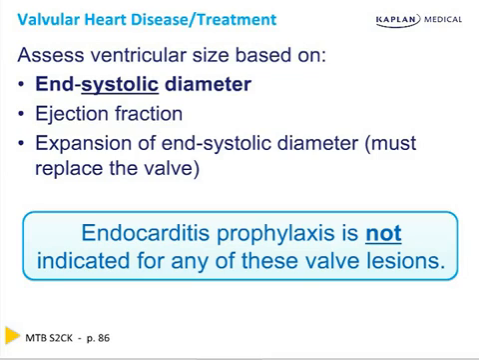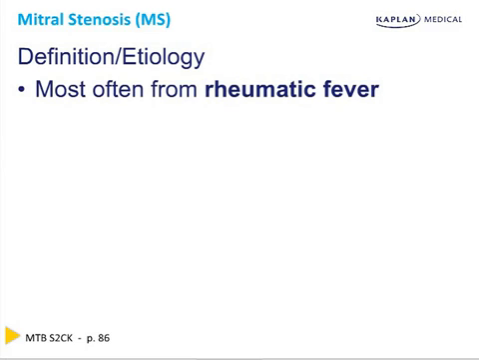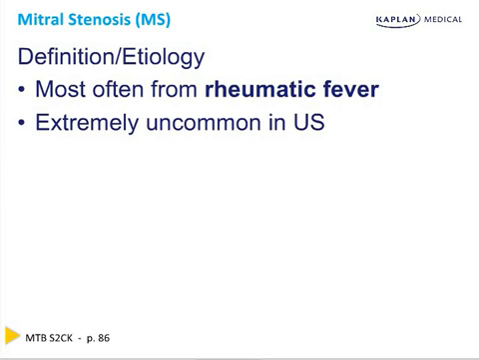And remember, endocarditis prophylaxis is not indicated for any of these valve lesions. No longer for AR, MR, AS, MS, no longer for mitral valve prolapse or HOCM. Mitral stenosis is most commonly caused by acute rheumatic fever. You got to look for an immigrant. Very little domestic rheumatic fever in the United States. Very uncommon because children get so many antibiotics.